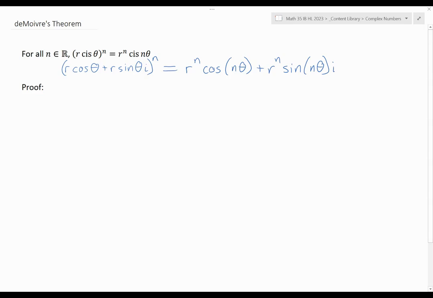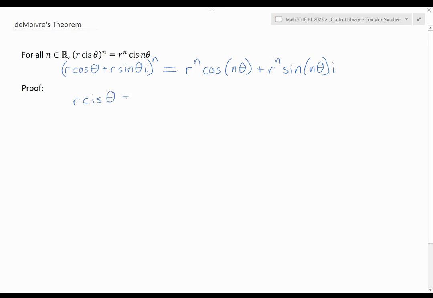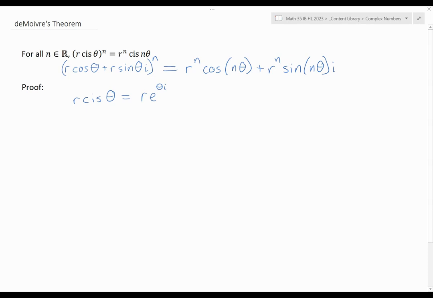So the proof of this is actually kind of a sketchy proof for now because it rests on an infirm foundation, because as far as the sequencing of this course goes, we have not yet actually proved that r cis theta is equivalent to r e to the power of theta i. That proof will come later in the Math 35 course, at which point this proof will then be complete. But for the proof of deMoivre's theorem, which is actually quite trivial when we know this property, we are going to assume that this is a property we already know.